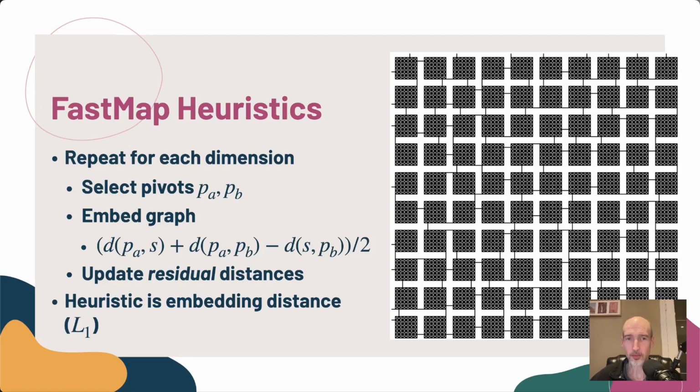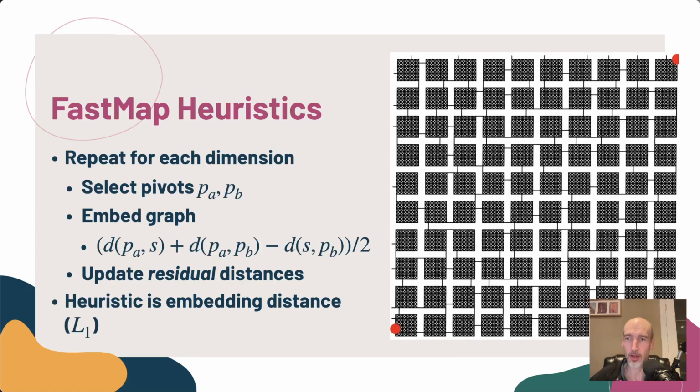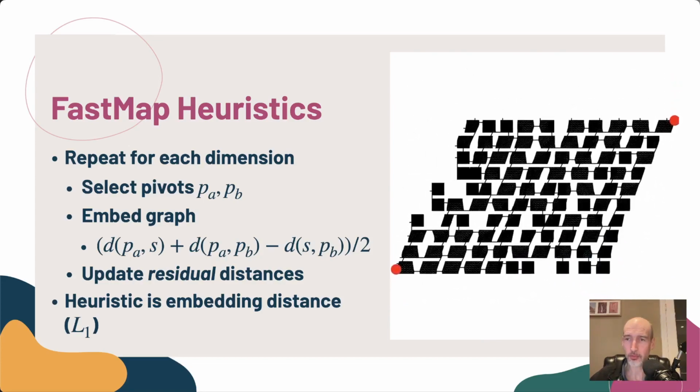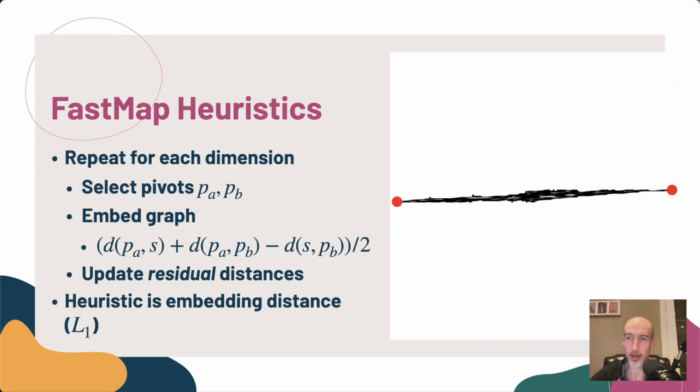FastMap heuristics are doing something similar. So we're going to select, instead of a single pivot, we're going to use two pivots. And again, I'll talk about how those pivots are selected in a moment. And then we're going to embed the graph using a slightly different embedding function here. It's based on the distance from a state to the pivot in both directions, and also the distance between the pivots from each other. And so what this is essentially doing is interpolating a state. How far is it between the two pivots? That's going to tell me where I'm going to place it. So here I've chosen two pivots, which are the red states, and then we're placing them across the world.